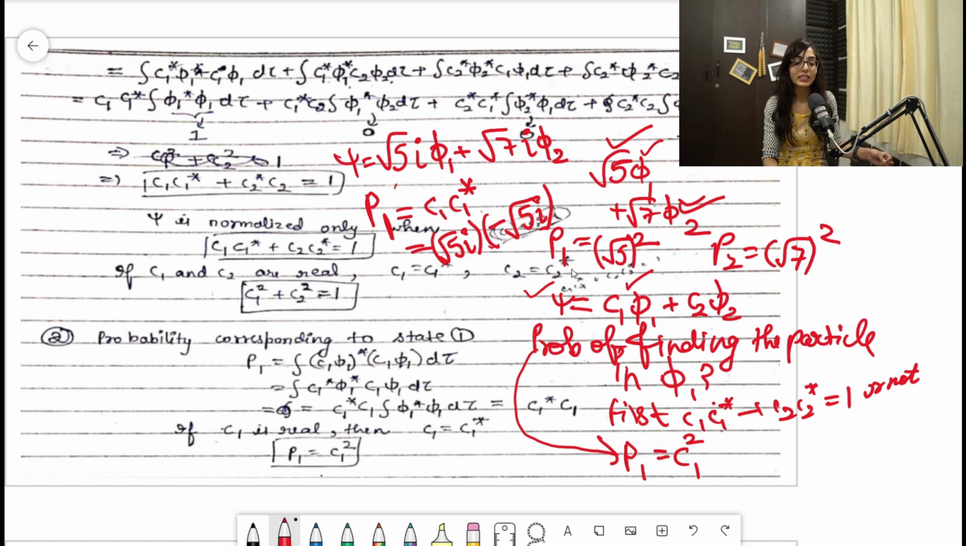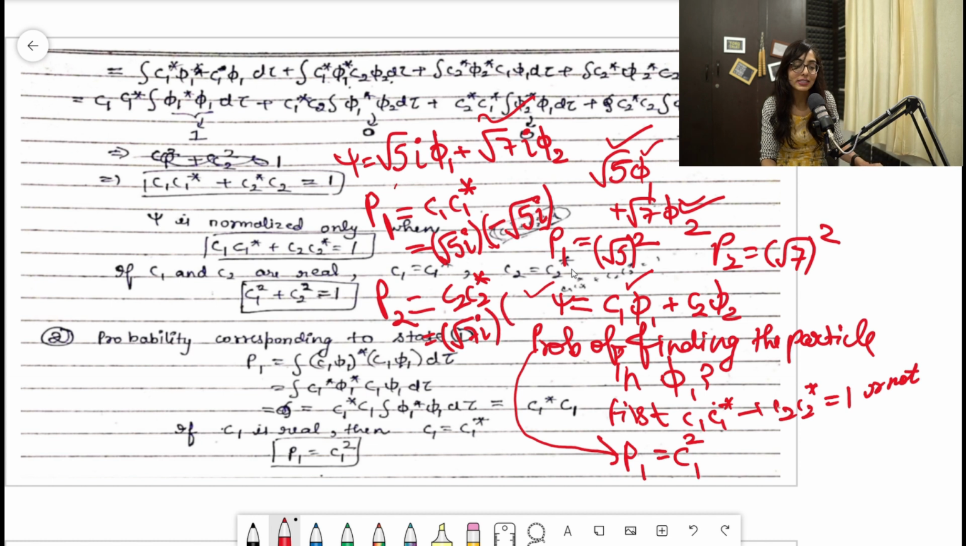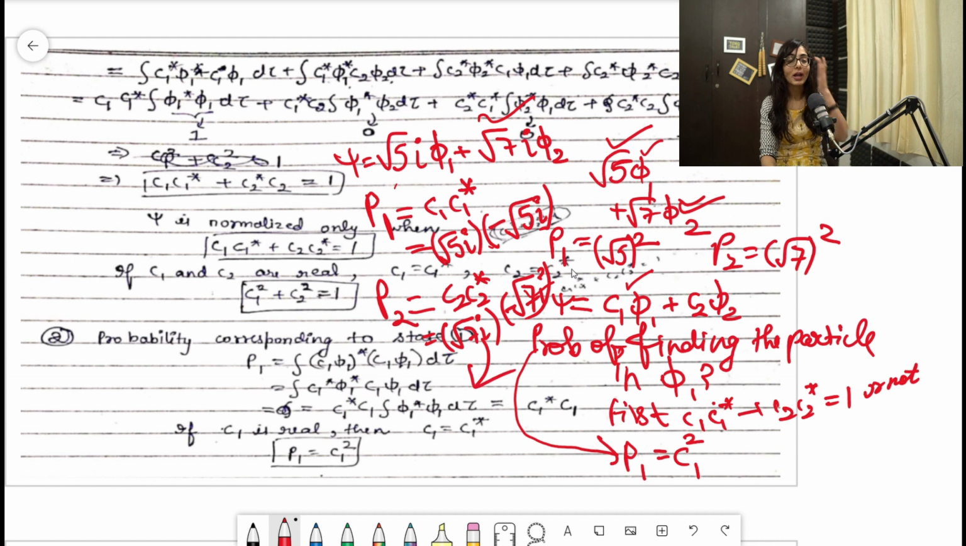Suppose it is asked what is the probability of finding the particle in phi 2 state, then you will be writing C2 into C2 star. That means root 7i, and this plus i will become minus i. This will become minus 7i, and that would be the answer. I hope that is clear to you guys. So that was easy only.